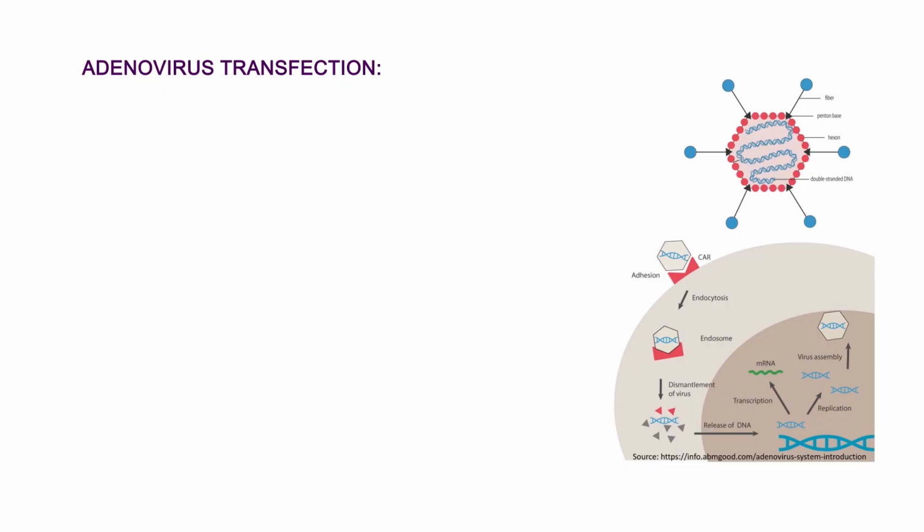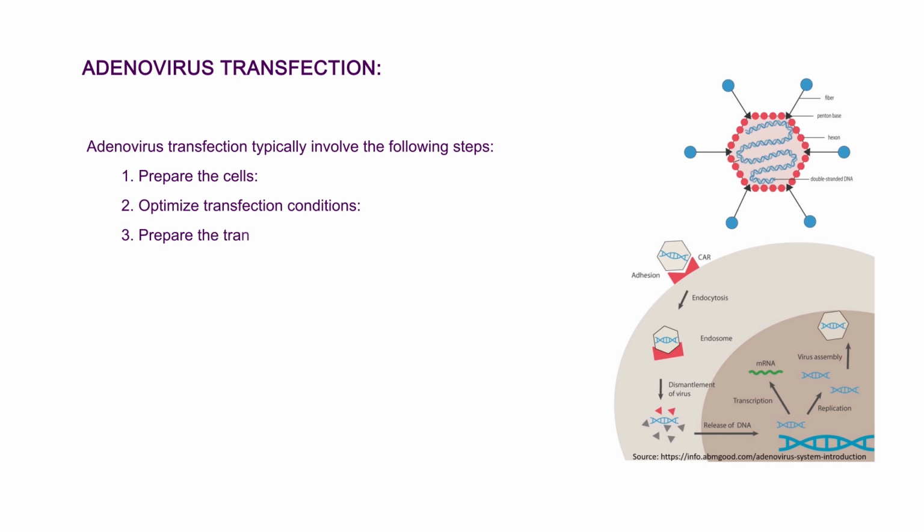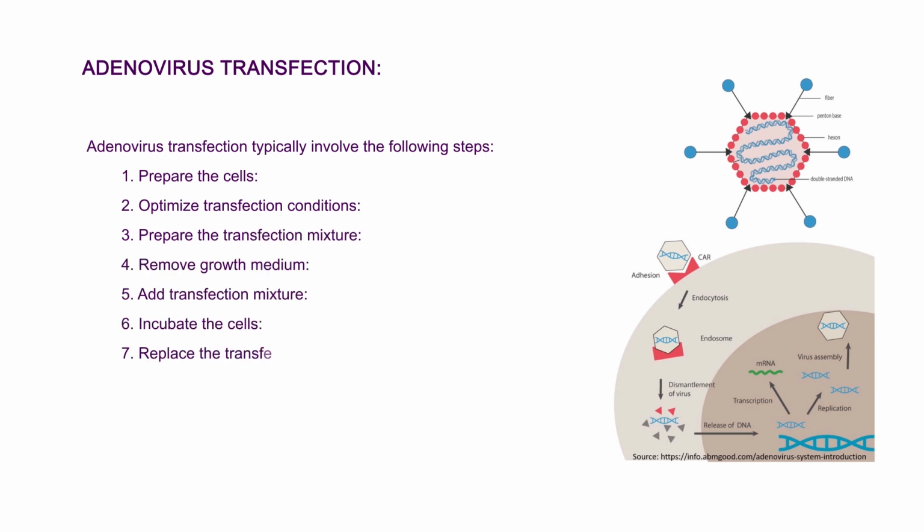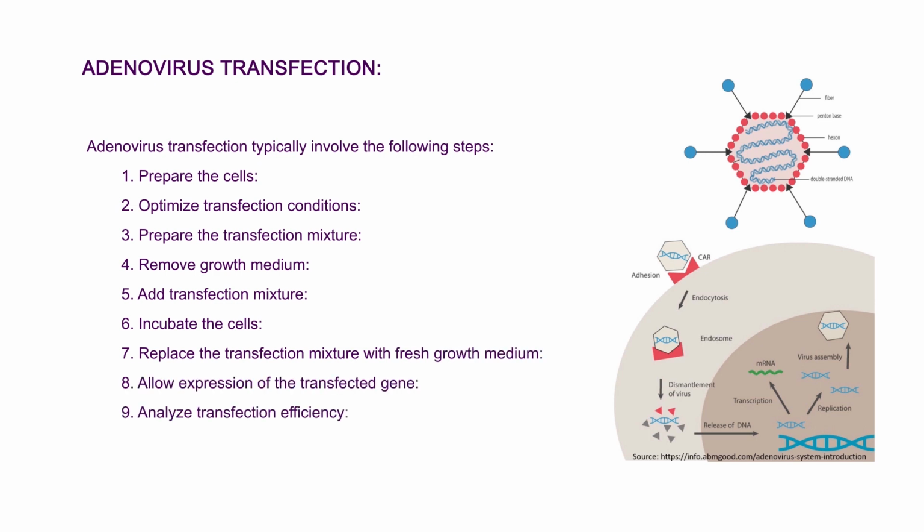The first example is adenovirus transfection. The different steps of adenovirus transfection typically involve the preparation of cells: culture the cells of interest in appropriate growth medium until they reach desired confluence, after which optimize transfection conditions. In this, determine the appropriate adenovirus titer and optimize transfection conditions such as the ratio of virus particles to cells as well as the transfection reagent concentration.